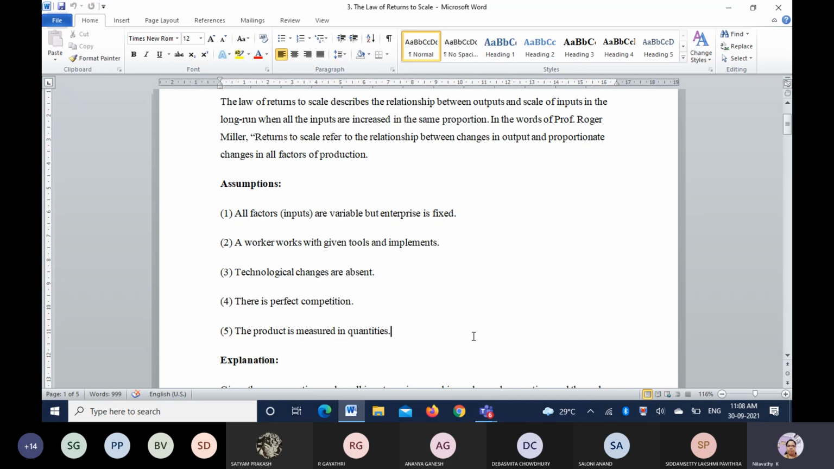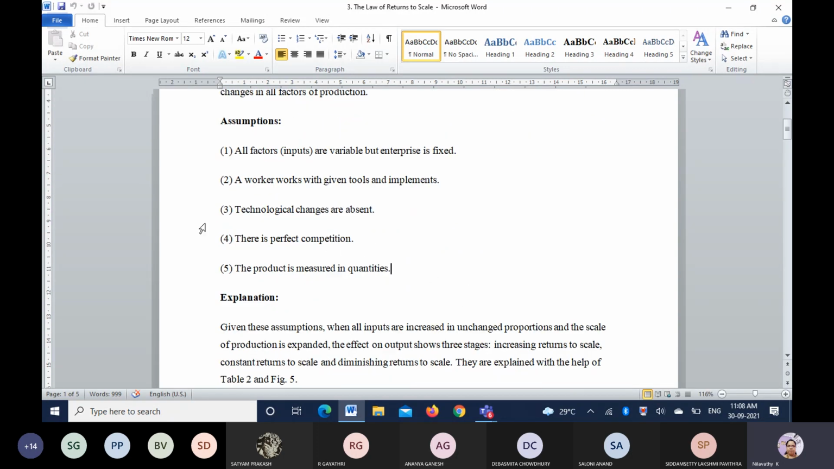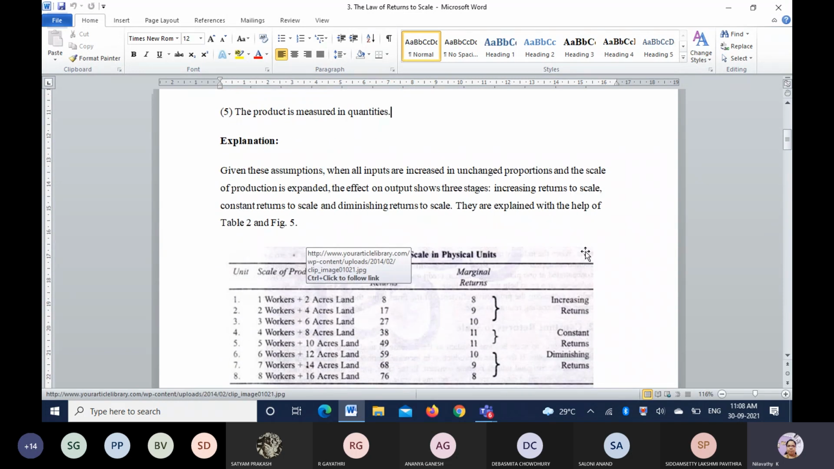So that's what they believe in, and the product is measured in quantities. Some quantities are taken, and the same measurement is used throughout the experiment. So those are the assumptions. These are not a very big deal, but we can proceed with it.